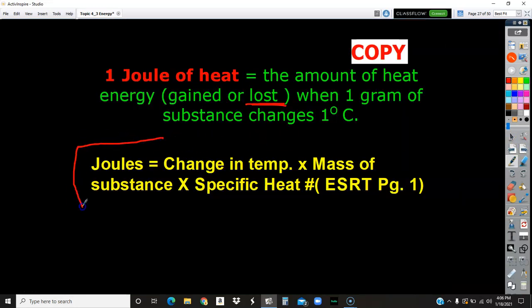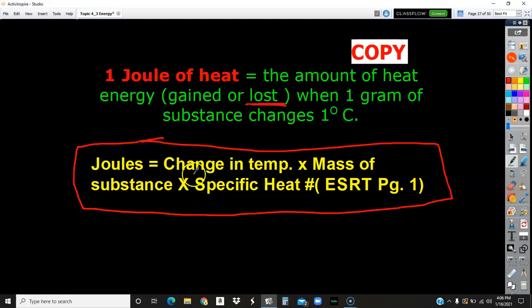So here's the actual equation. You need the change in temperature. How many degrees did something go up, or how many degrees did it go down? Again, times the mass of that substance. In that case, I was dealing with liquid water. And then I need that specific heat number off the front of the reference table.